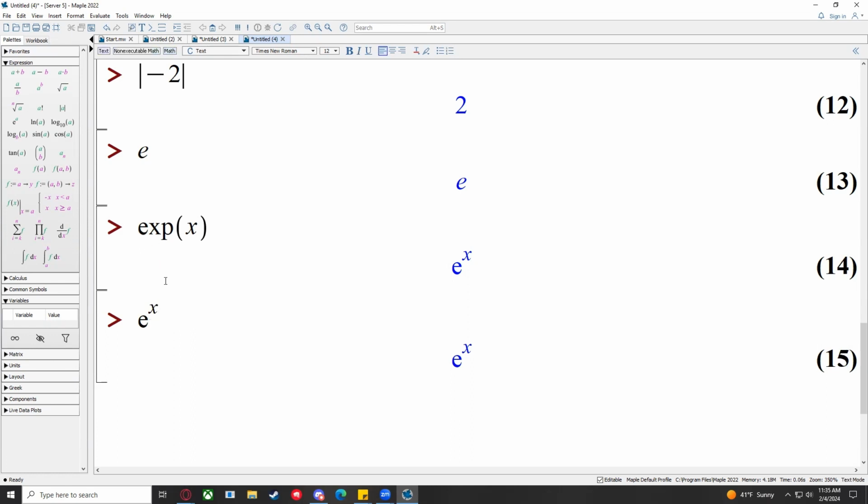So just as a quick reminder, if you ever want to do e as an Euler's number, don't just type the letter e. Either write exp of x or click on the e here on the left, because the regular e isn't actually a number. It's just the letter e.